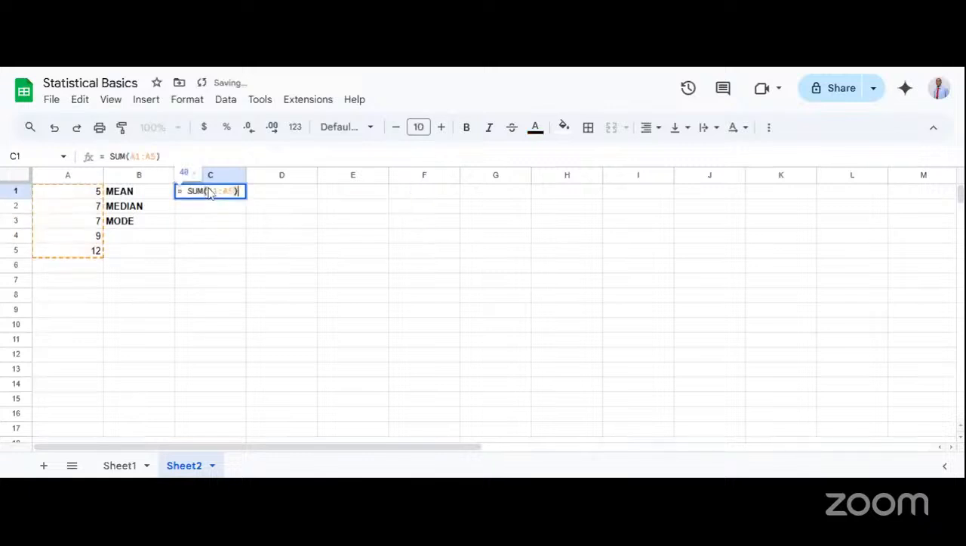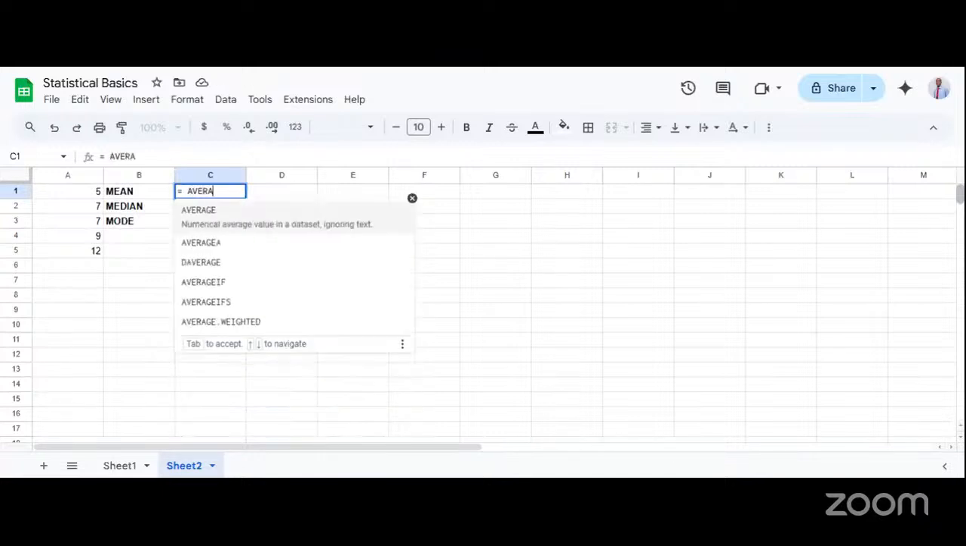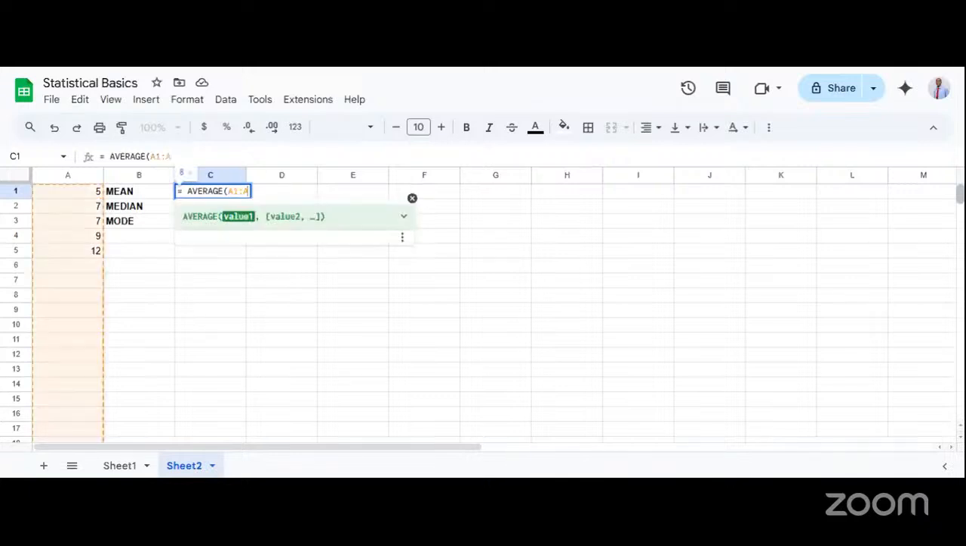So it's 40. Then divide by count A1 to A5. Although this is not how to actually do it, right? This is just me breaking it down. So it's telling us that our mean is 8. So let's check it using the average function, A1 to A5. So this is actually how to get the mean using spreadsheet software like Excel or Google Sheets.